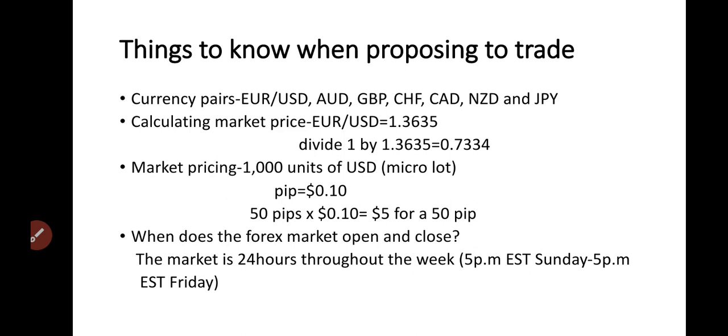The first one is currency pairs. We have EUR/USD, and we have some others like Australian dollar, Great Britain pound, Swiss franc, and also Canadian dollar, New Zealand dollar, and Japanese yen. These are the major and prominent pairs that are traded by people around the globe. And under these currency pairs, before you enter your trade, it's very important you take note of the following.